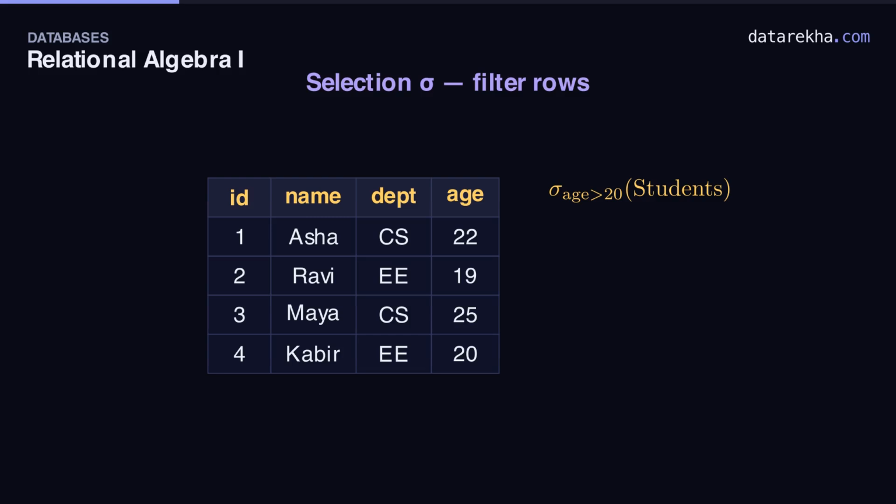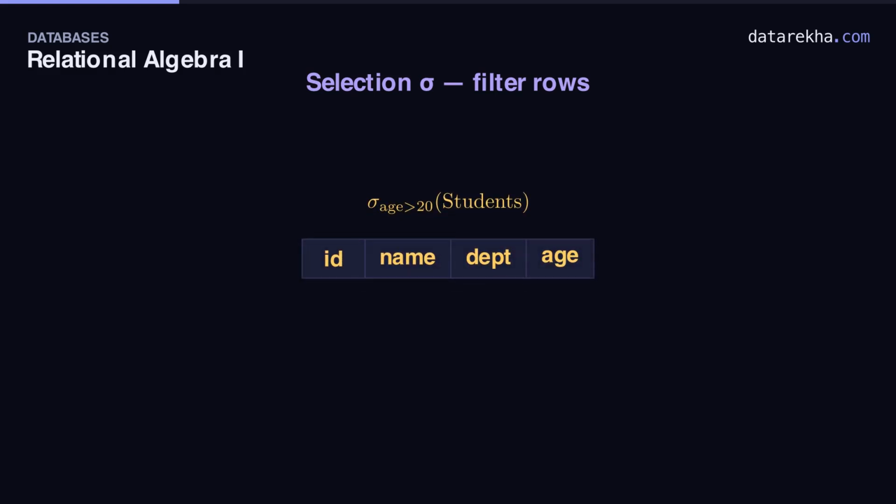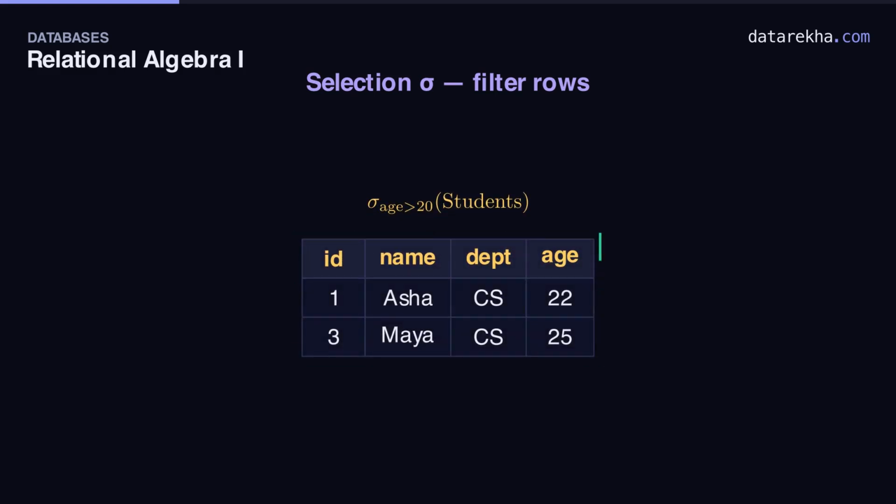We walk down the table and test every row against the condition. Age above 20. Asha is 22, greater than 20, so she stays. Ravi is 19. No, he goes. Maya is 25. She stays. Kabir is exactly 20, and 20 is not greater than 20. So Kabir goes too. So the result is a new table with exactly two rows, Asha and Maya, and the very same four columns as before. Selection never touches the columns. It only decides which rows survive.